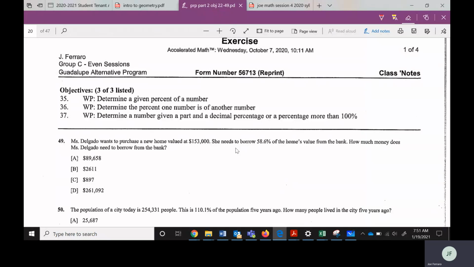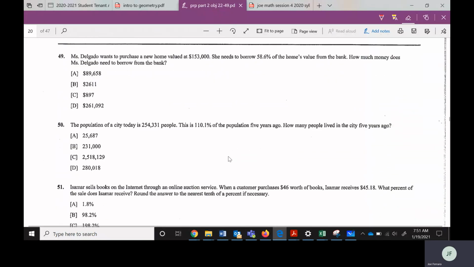Okay, so the main thing I'm going to do is help you figure out what we are looking for, the percent, the part, or the whole, and then look at how to solve them. So we're just going to go in order for the problems that I want to do. There are going to be, I think, 8 problems, so it shouldn't take too long. First one: they want to purchase a new home valued at $153,000. She needs to borrow 58.6% of the home's value from the bank. How much do they need to borrow from the bank?